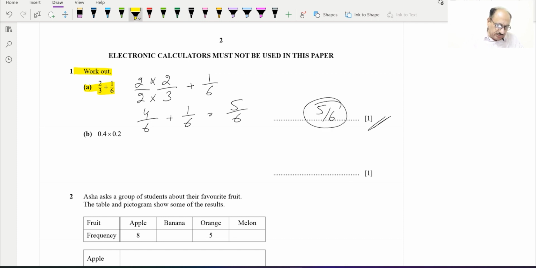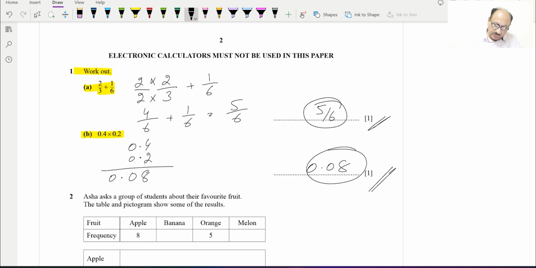B part says 0.4 multiply by 0.2. We will be multiplying like normal multiplication. If we multiply, we will get 8, and we have to count the number of digits on the right side of the decimal, which are 2. So we will count from this side 1, and second we can put 0 and then the decimal. So 0.08 will be our answer for this question. Hopefully you understood this also.